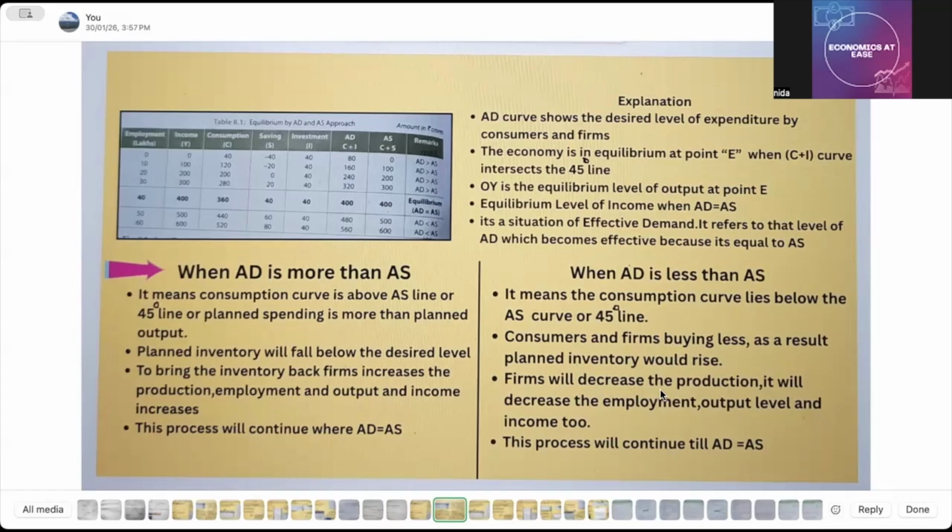So firms will decrease the production because the inventory is left, because the consumers are not making the demand. So it will decrease the employment. With that, the output will decrease, and the income, that is the national income, also decreases. And this process will continue till AD is equal to AS, right?